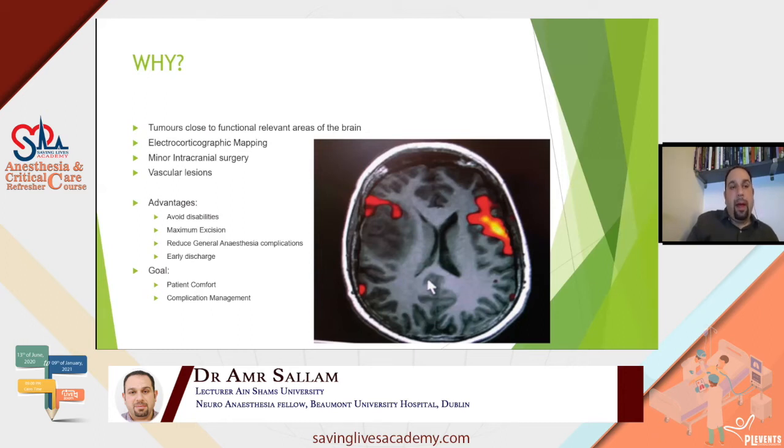A side benefit as well is to reduce the general anesthesia complications, which are a little bit common with neurosurgery, like pulmonary infection or urinary tract infection, and that will help with early discharge as well. And for us as anesthetists, our main goal is patient comfort, and this is why we administer sedation. It can be done awake with local anesthetics, yes, totally, but our aim is to keep the patient more comfortable, to avoid complications, and to treat them when they happen.